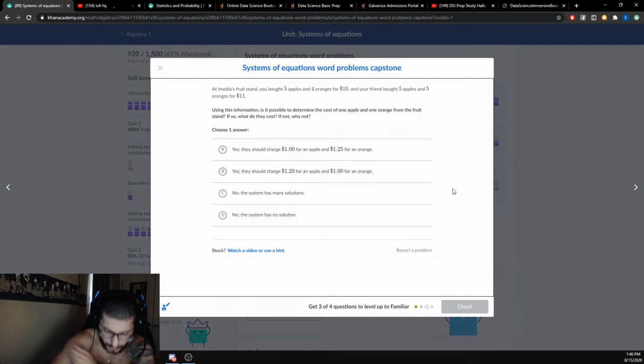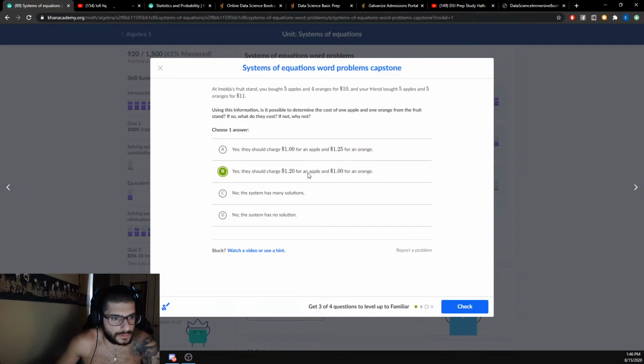I'll have to actually solve it. It's going to be negative 5x, so this cancels. This one equals negative 1 equals negative 11. So this equals 2 negative 1. So yx is what? So orange is $1.